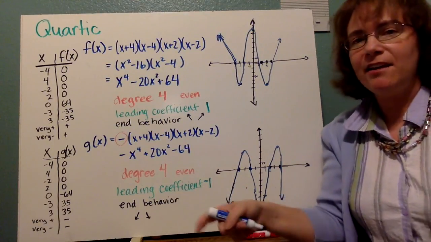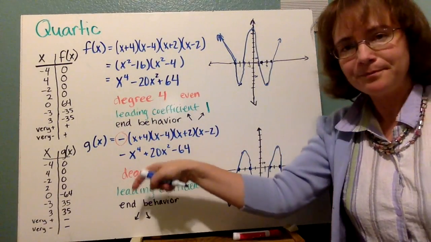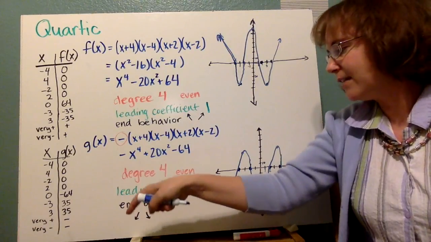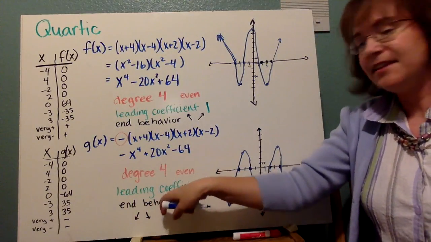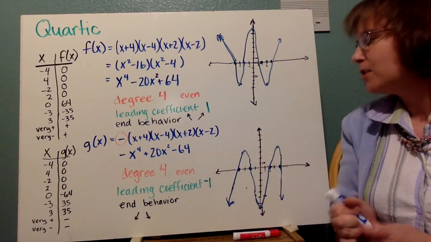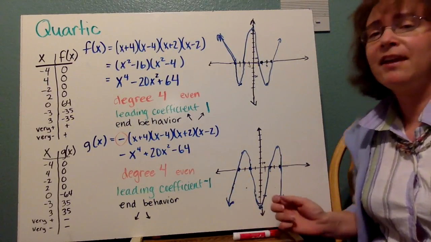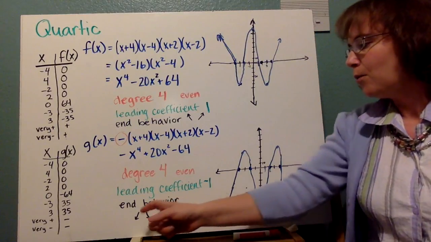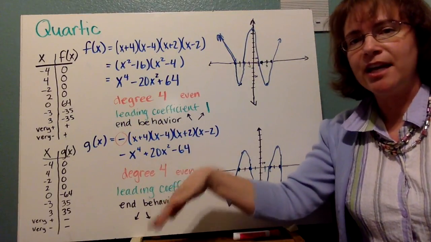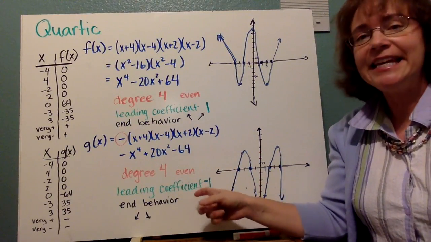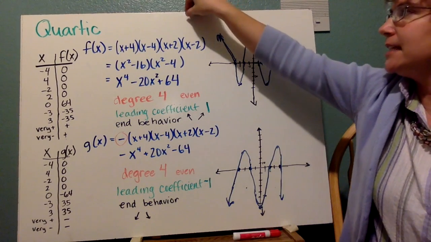So my end behavior, as I go left, my y values are going to go down and down, and more negative, and the same thing happens on my right. So when you have these even degrees, your end behavior is going to be the same. The way it determines whether it's going to get more and more negative or more and more positive is that leading coefficient. That's what's going to tell you.